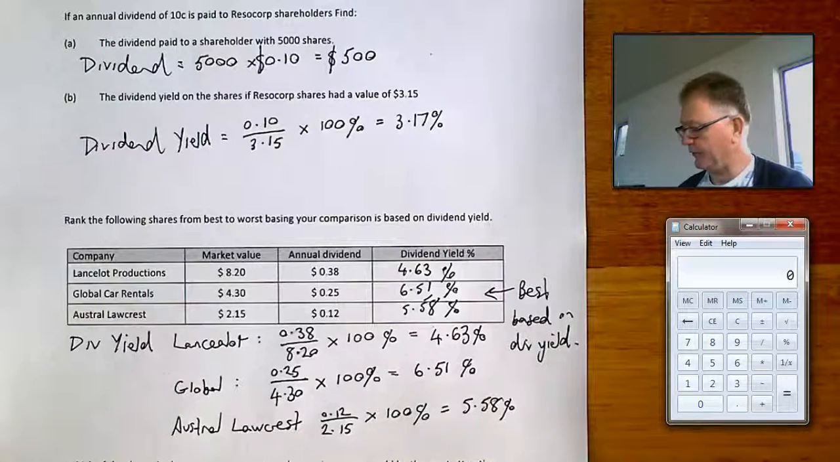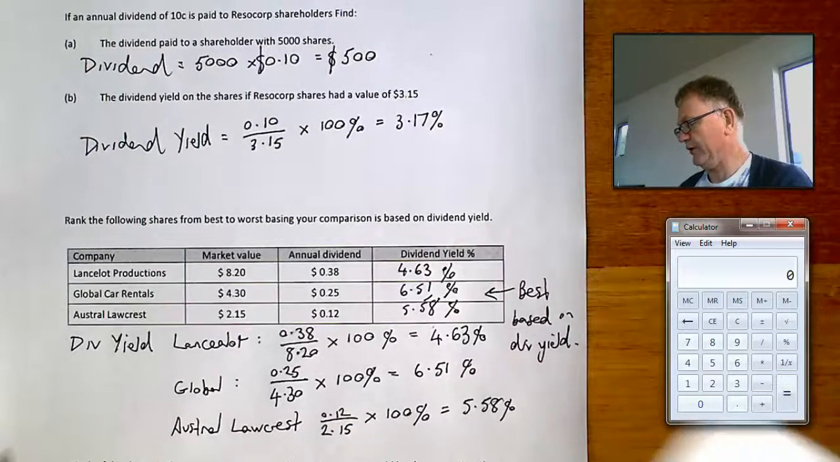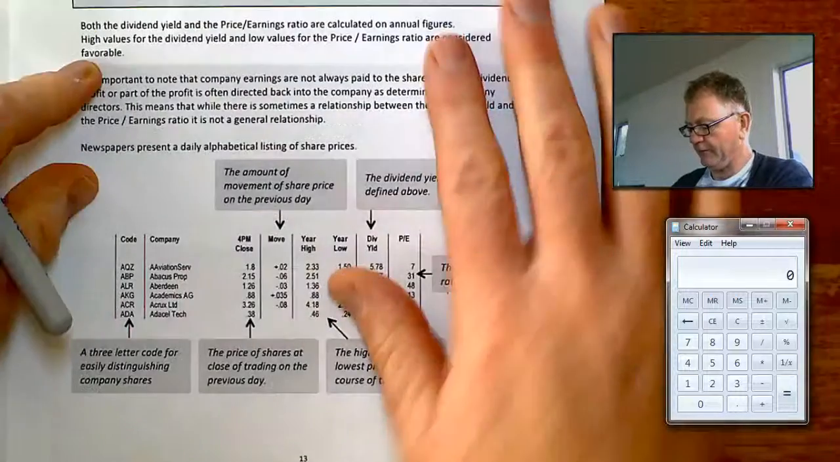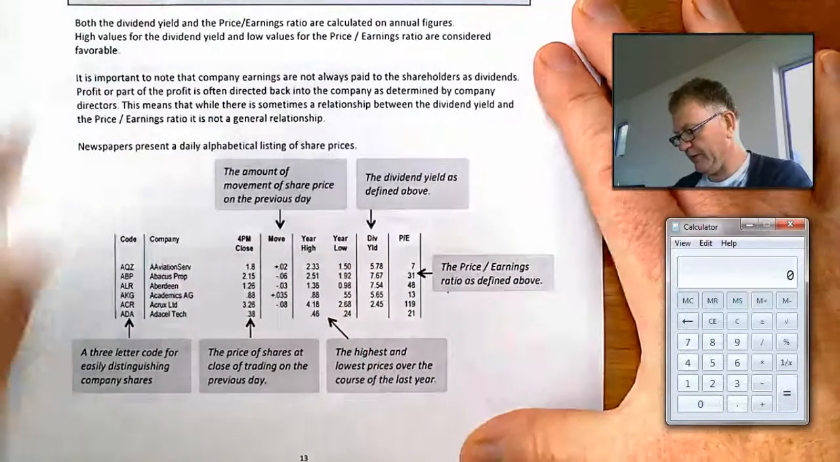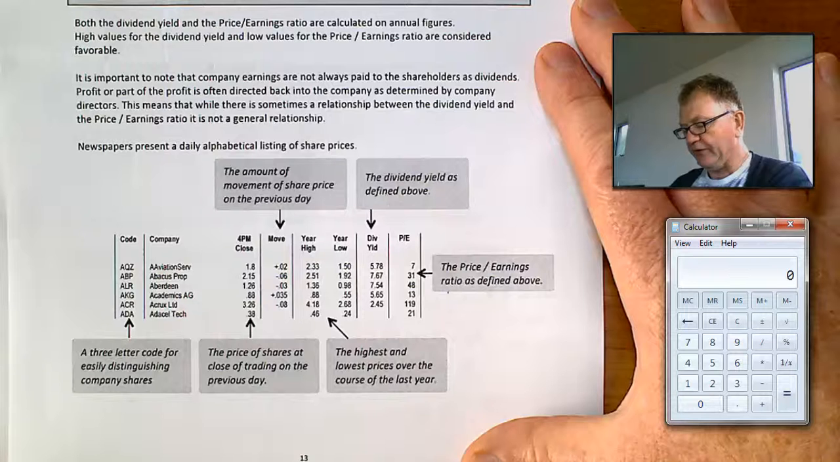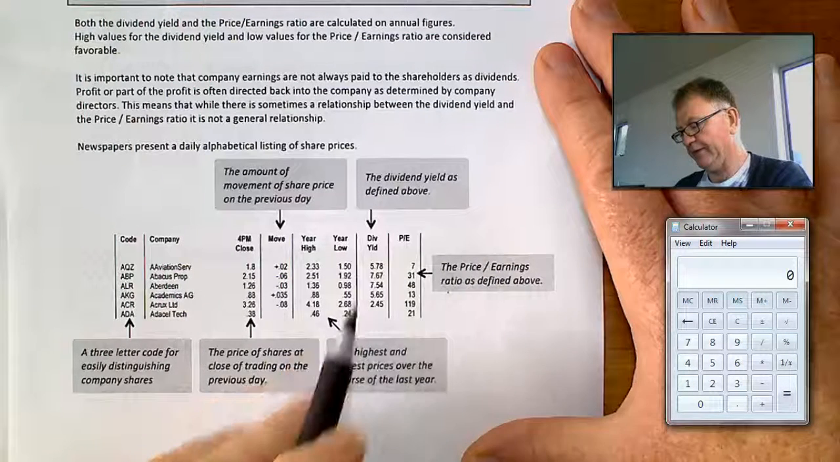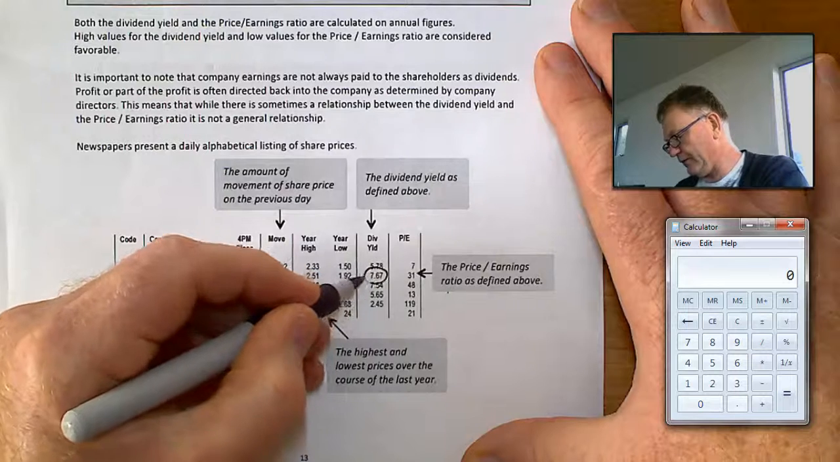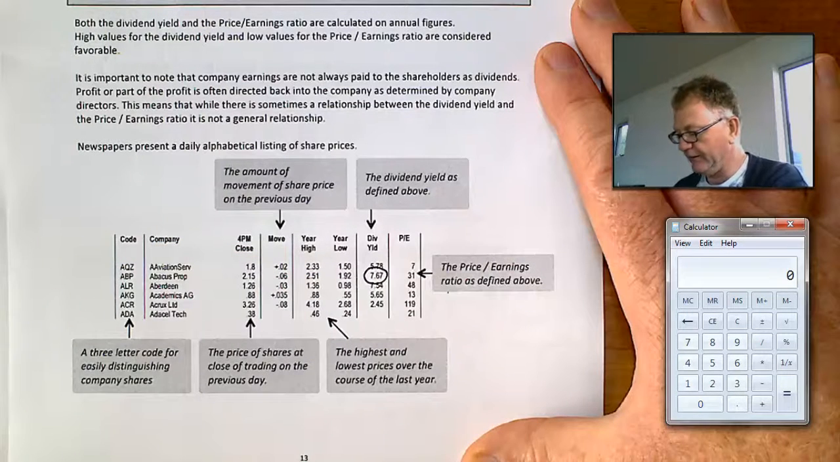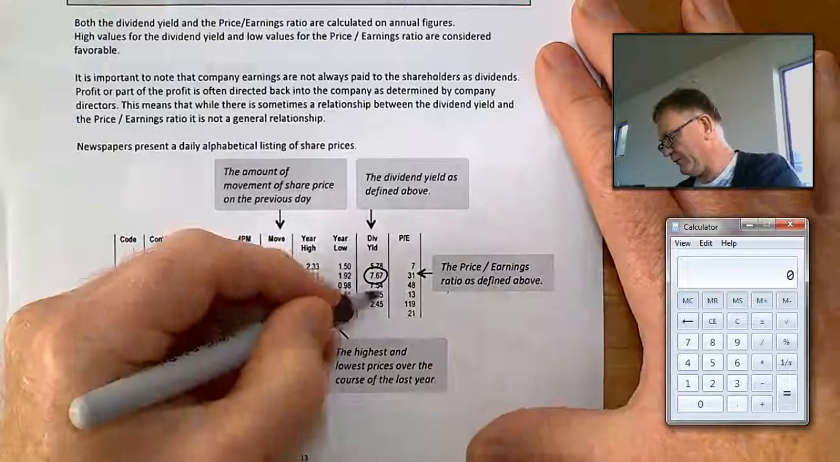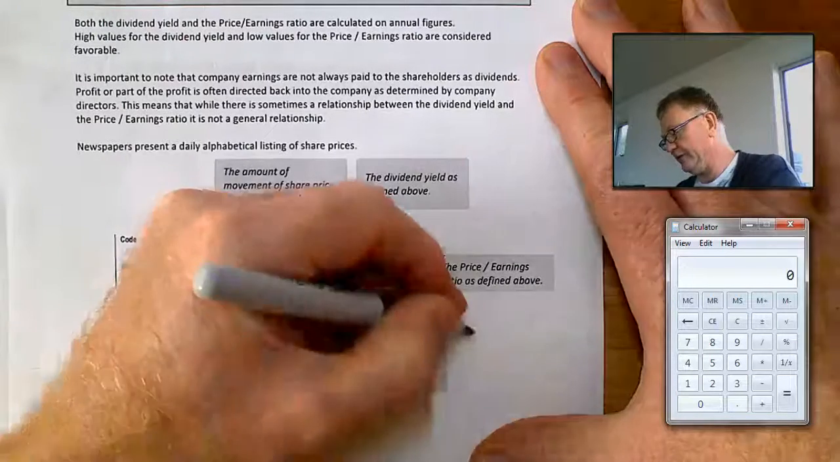Now there's one more question to do, and it refers us back over the page to this newspaper clipping where we've got the different stock market results. You can see that both the dividend yield and the price earnings ratio are recorded here. Now, if you want to compare them based on dividend yield, remember bigger is better. It means that you're getting a large dividend for the price of the share. The biggest dividend yield is this one here, well, out of these 5 or 6 companies. So that means Abacus Proprietary is best based on dividend yield.